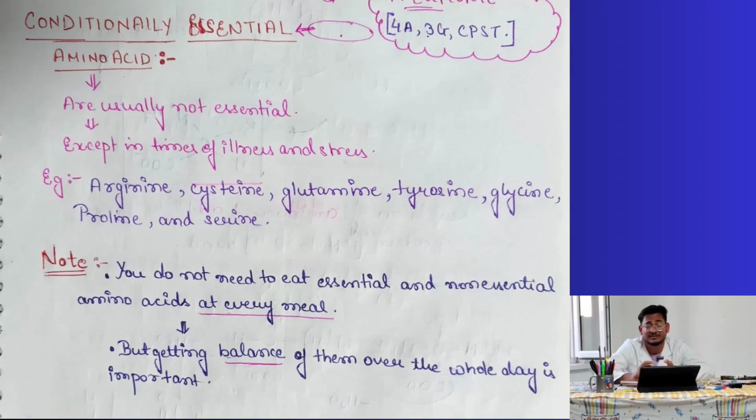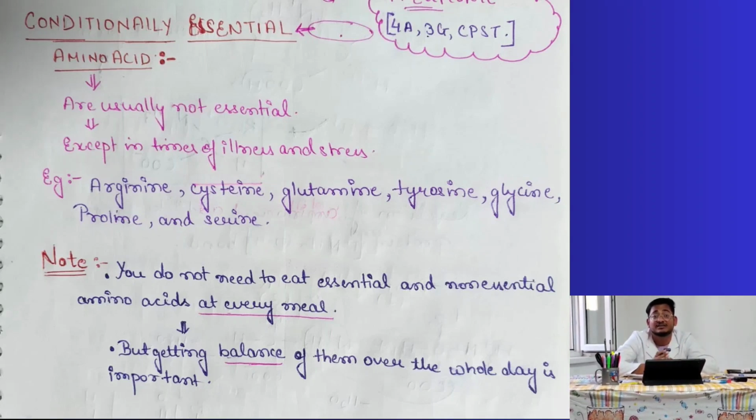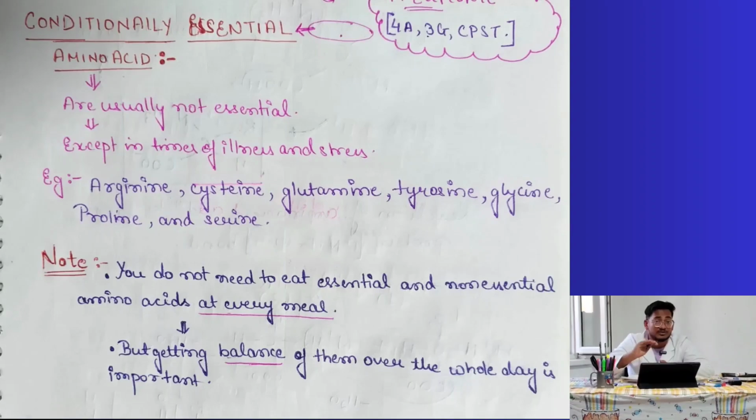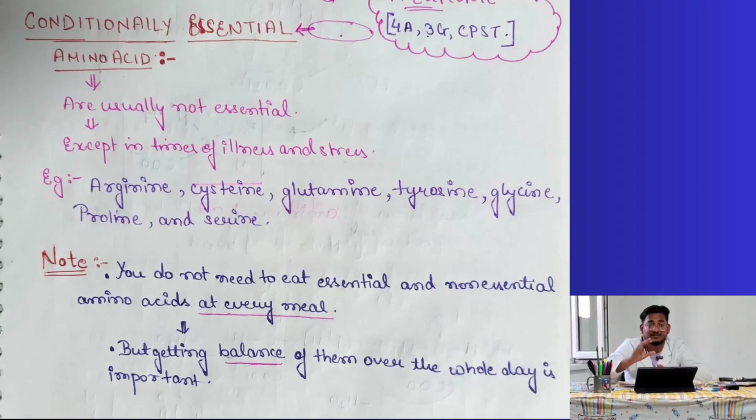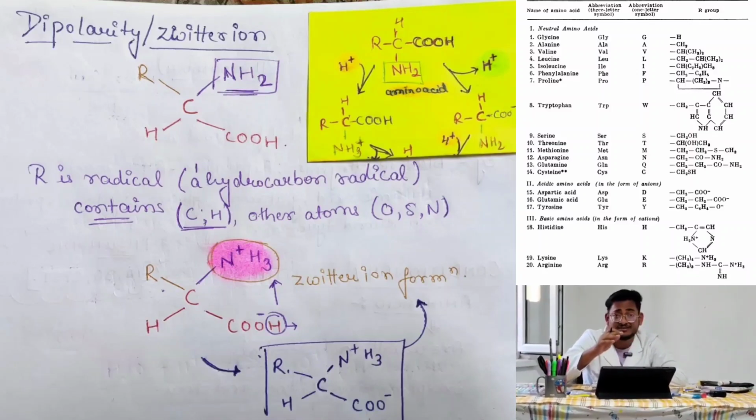Why are these conditionally essential? As we go further, there is one more amino acid to mention: proline. Proline is not a real amino acid, because it contains an imino group rather than an amino group. So we call proline an amino acid group, but it is considered among the 20 amino acids. As I told you about the structure, carbon is connected with the carboxyl group and the amino group.